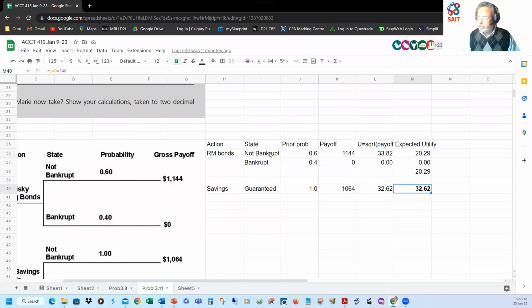Just to walk us through here, for risky mining bonds, there's two possibilities. Either risky mining goes bankrupt or it doesn't. If risky mining goes bankrupt, Marie gets nothing. Square root of nothing is zero. If risky mining does not go bankrupt, and there's a 60% probability that Marie is assessing for it, the payoff will be 1,144. And since Marie's utility is defined as the square root of what she gets back, the square root of 1144 is 33.82. The formula is SQRT, so square root, and then you can select the dollar value there. So that's what I did.